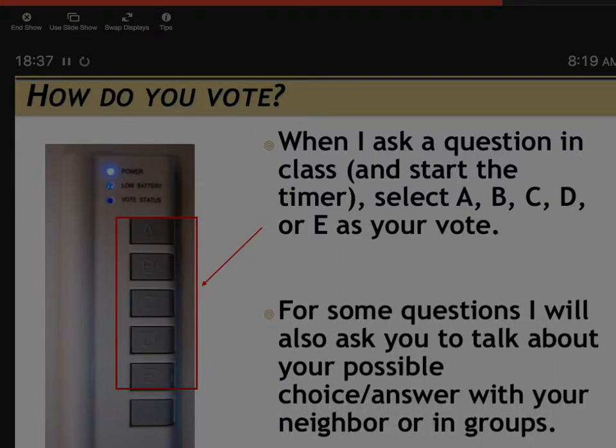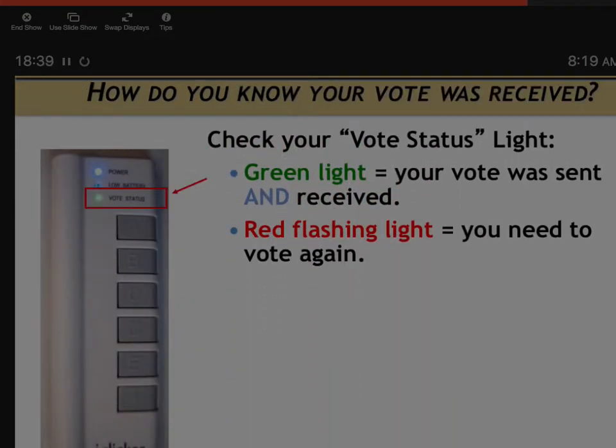For some questions, you'll be able to talk within your group. So when I go to vote, the poll is running, so this actually tells you the poll is running. If I click an A, you saw the number go up, and a little green light flashes telling me it's voted.